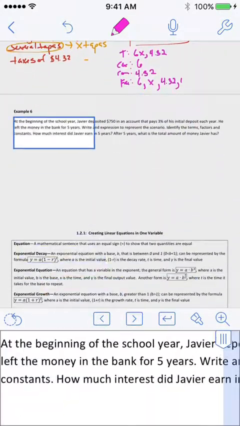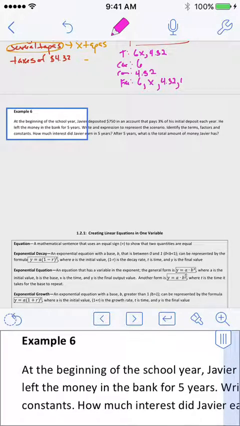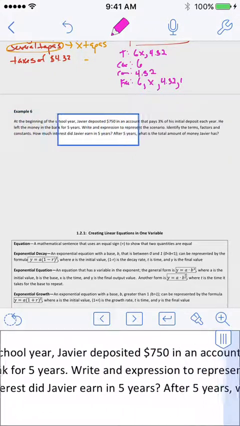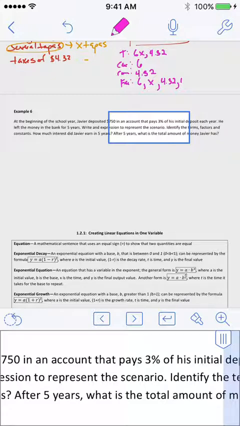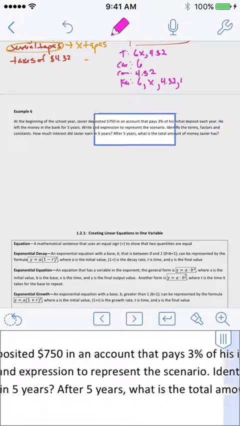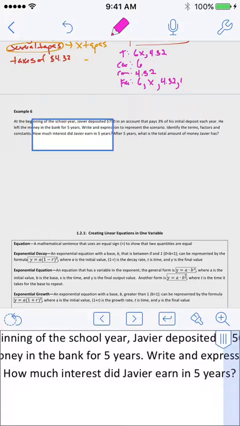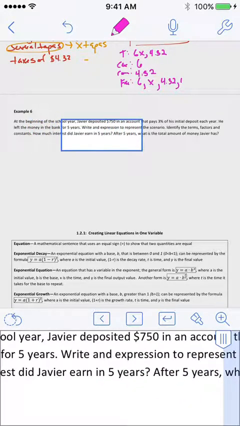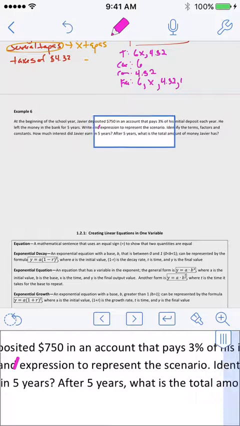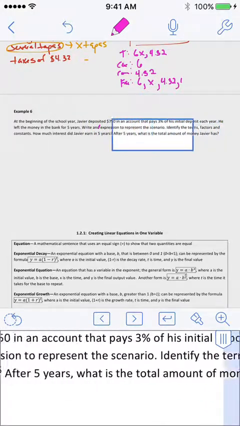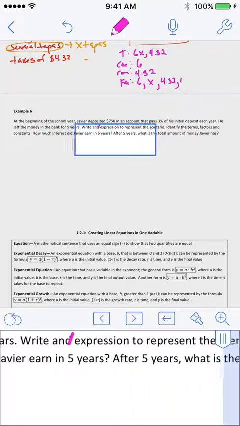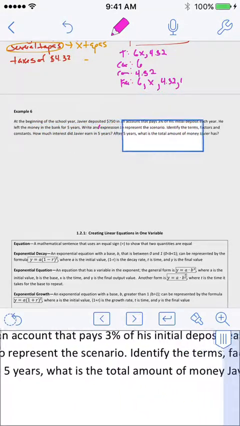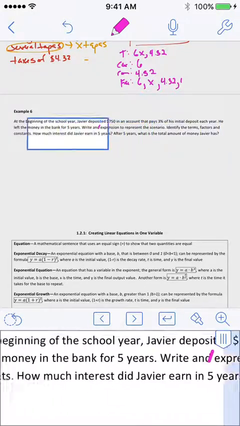Let's do one more. And this time, let's see if we can build an exponential. So let's do example 6. At the beginning of the school year, Javier deposited $750 into an account that pays 3% of his initial deposit each year. He left the money in the bank for 5 years. Write an expression to represent this scenario. Identify the terms, factors, and constants. How much interest did Javier earn in 5 years? After 5 years, what is the total amount of money Javier has?